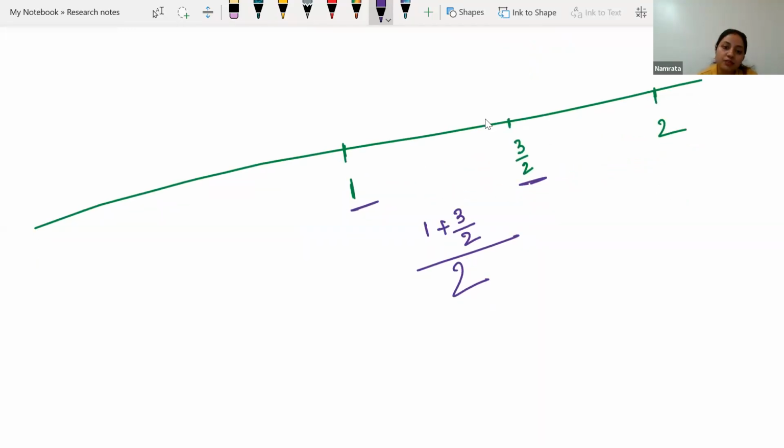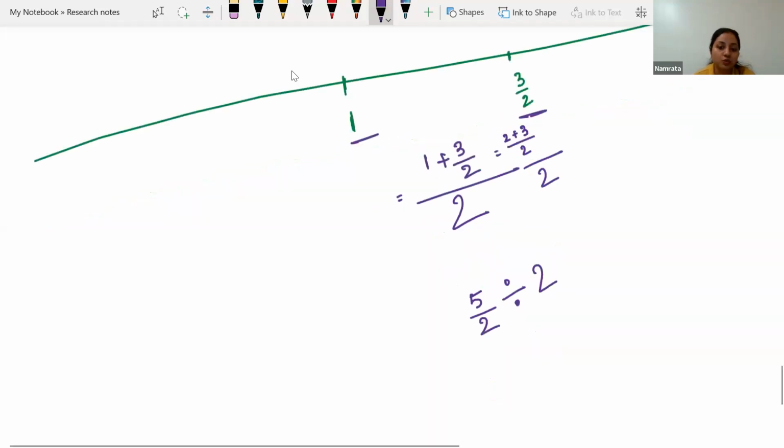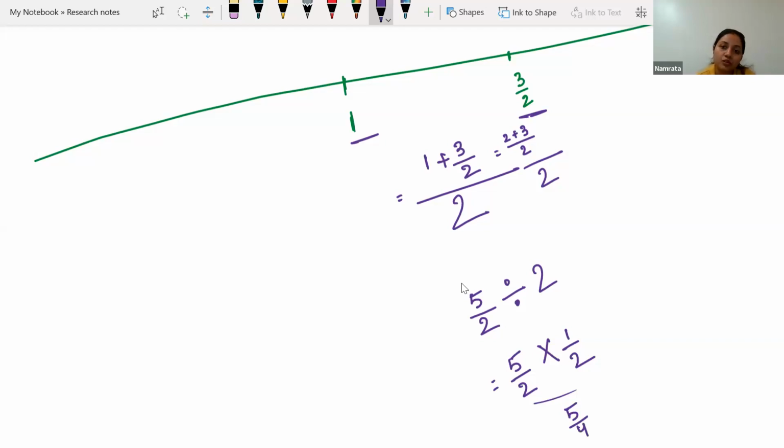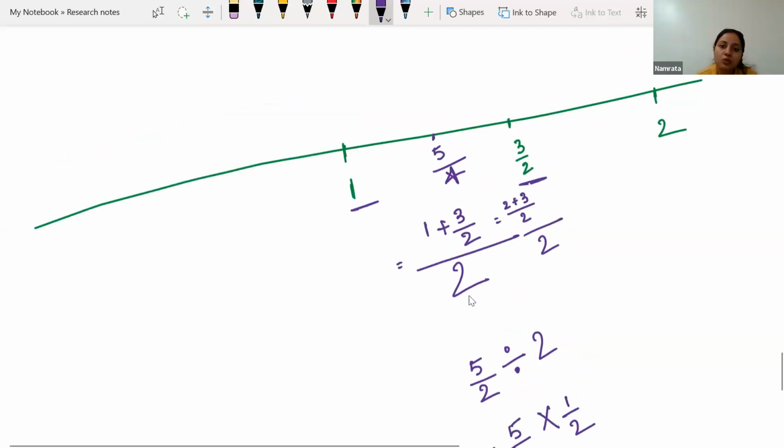In the numerator, the LCM will be 2. We will be getting 2 plus 3 in the numerator. Denominator is still 2. Alright, in the numerator we are getting 5 by 2 and the denominator is 2. That means 5 by 2 is divided by 2. We know this division from the fraction chapter. You must have learned that this division we can convert into multiplication by taking the reciprocal of the next number. So the reciprocal of 2 will be 1 by 2. So we are able to do the calculation and we got 5 by 4, exactly between 1 and 3 by 2.